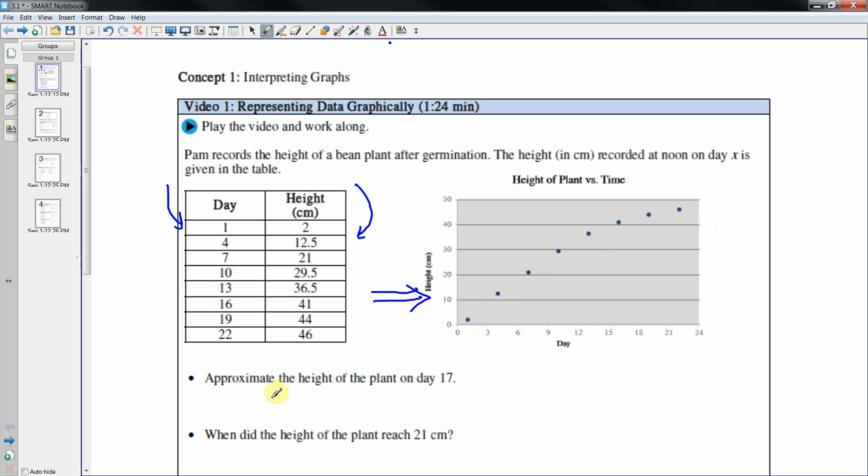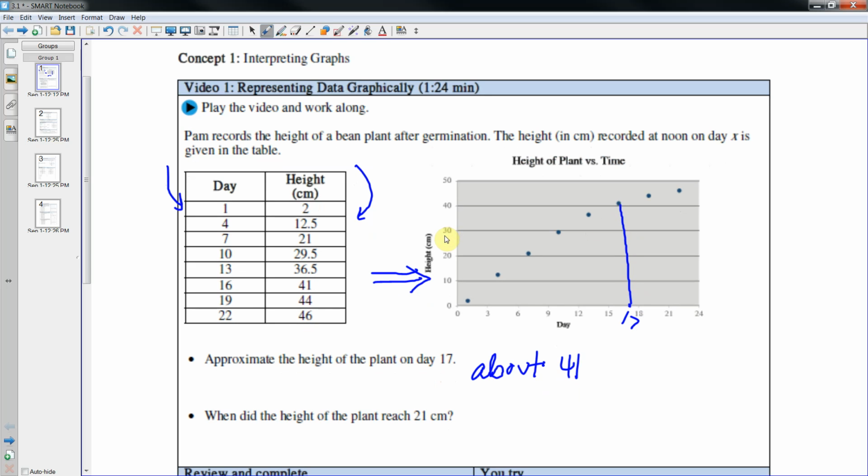So if we wanted to approximate the height of the plant on day 17, you'd come across the bottom, find day 17, which is about in between. We've got 15, 16, 17, and then 18. So if we approximate the height, it looks like it's about 41. I got that because I came over to just about where I thought 17 would be, and I went up, and that dot is just a little bit above 40, so I just estimated.